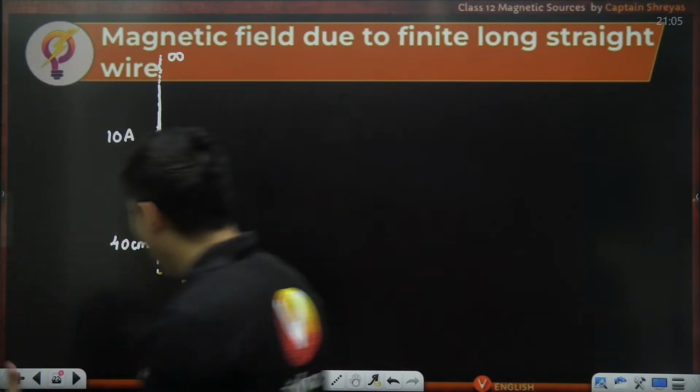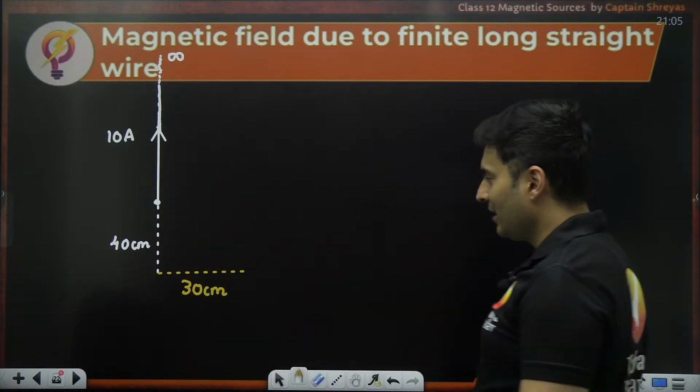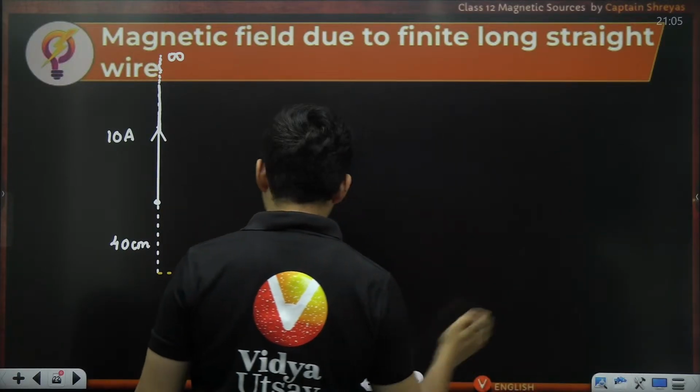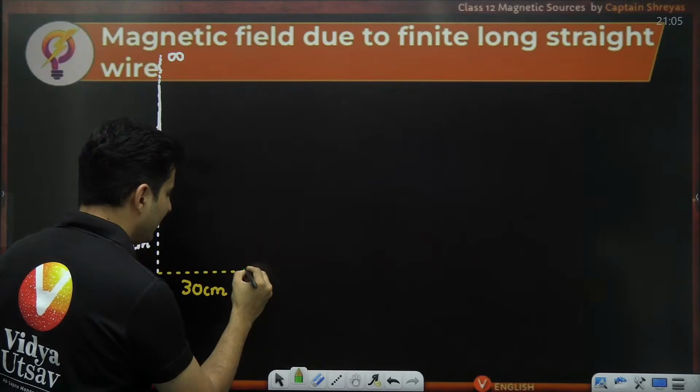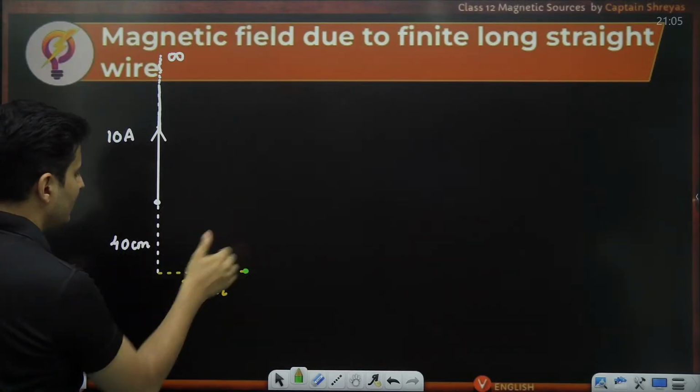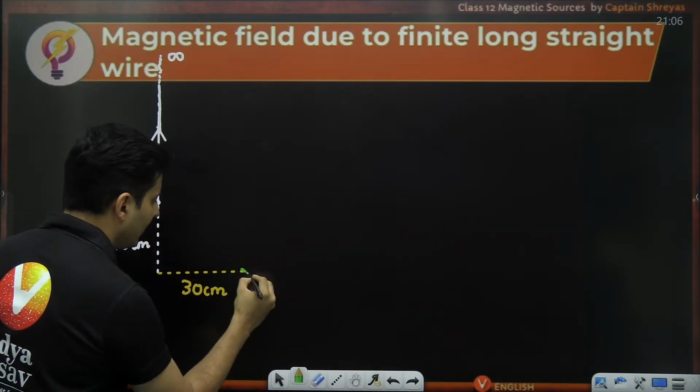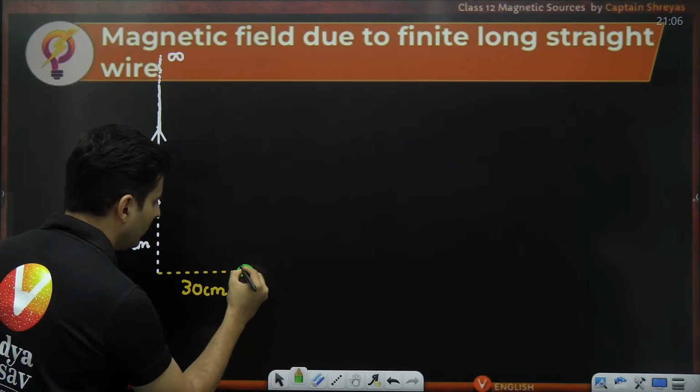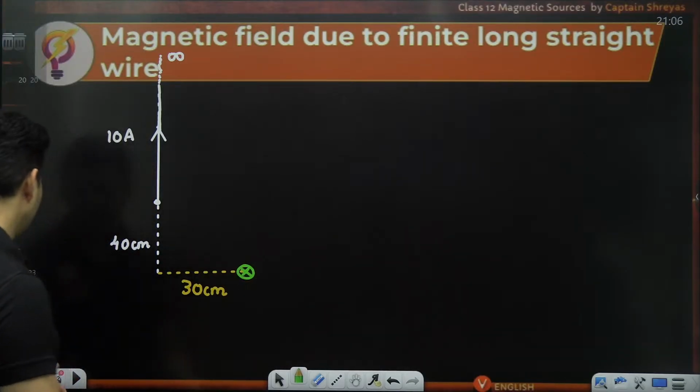Yeah. So how do we do this question? How do I figure out what the magnetic field is over here? The current is going like this, so the magnetic field will definitely be inwards by the right hand thumb rule. I want to figure out the magnetic field.